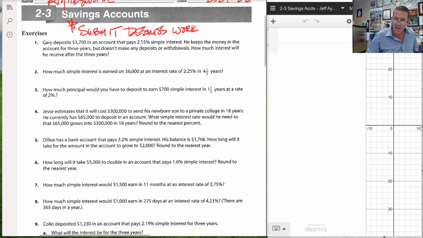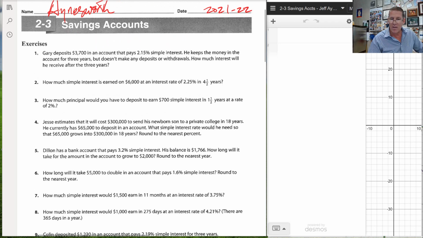Let's talk about some savings accounts. We're going to be using one main concept throughout the savings accounts. These are simple interest accounts, and in simple interest accounts, the interest is calculated the same way all the time. So these are what are called simple interest accounts. Let's write that down: simple interest account.